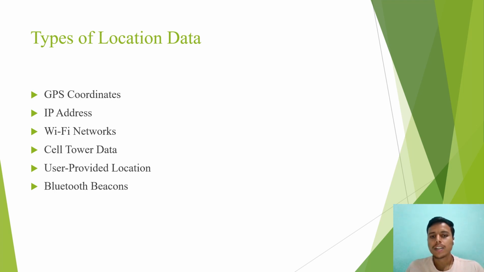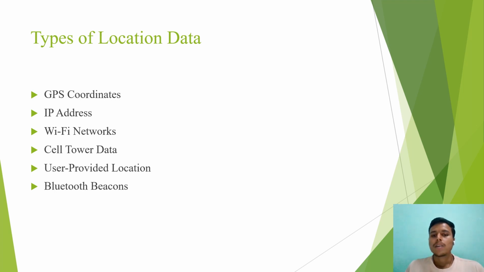Then Wi-Fi networks. The names and signal strengths of Wi-Fi networks can be used for Wi-Fi positioning. This method is often used for indoor positioning. Next is cell tower data. The nearby location can be gathered by the cell tower data. This is one type of location data. Next is user provided location.